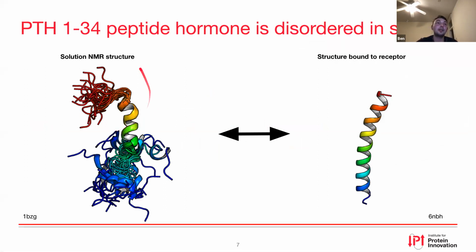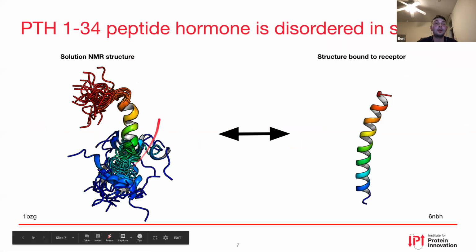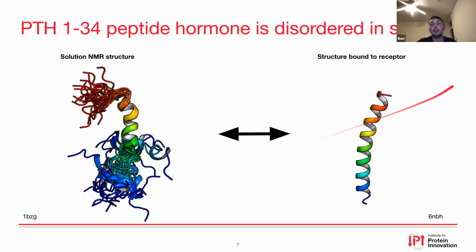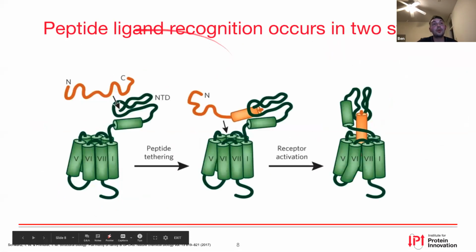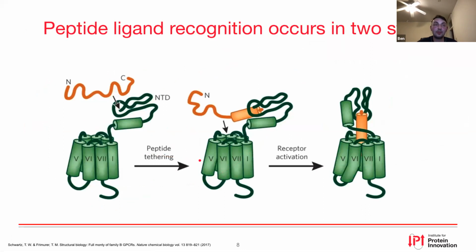One of them is that the natural peptides are intrinsically disordered. On the left side, I show you the solution NMR structure of the PTH 1 to 34 hormone. Only when they're bound to the receptor do they adopt a regular alpha helical structure. The binding is thought to occur in 2 steps. In the first step, the C-terminal part of the peptide engages with the ectodomain of the receptor and forms a stable complex. In the second step, the N-terminal part of the peptide interacts with the transmembrane helices and leads to a conformational change in helix 4. That then recruits a G protein and leads to the signaling downstream.